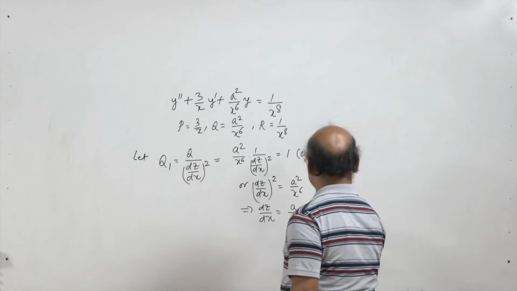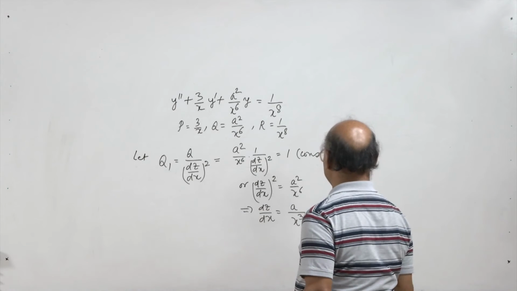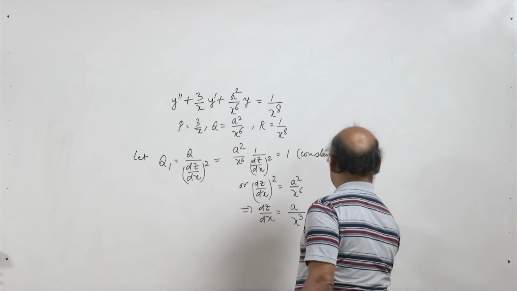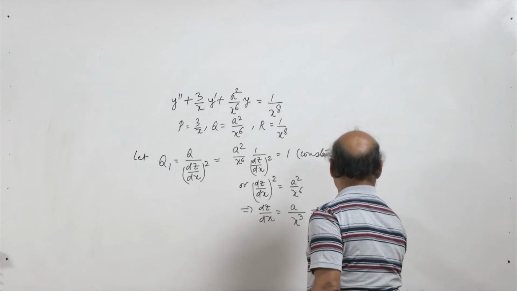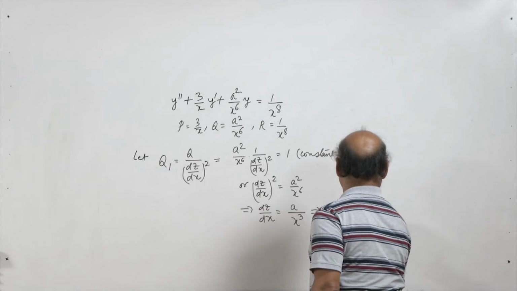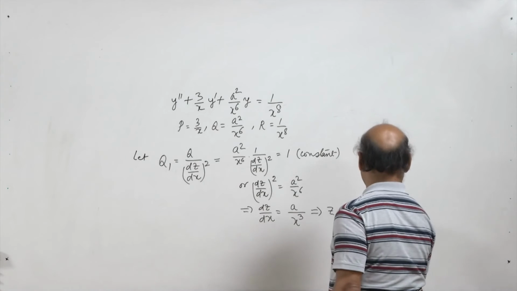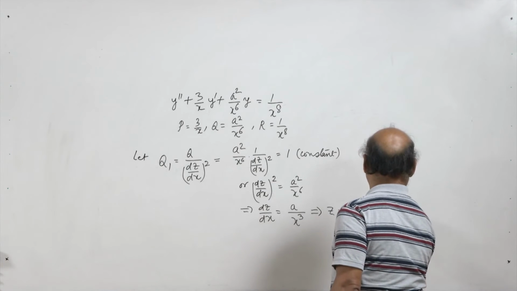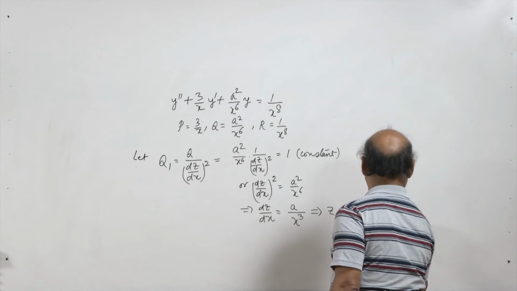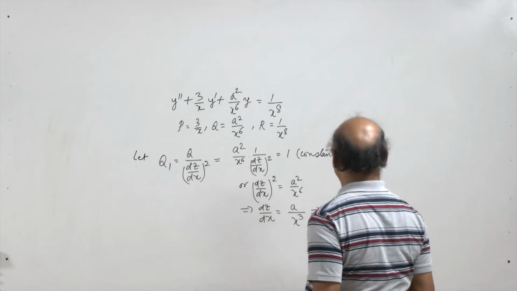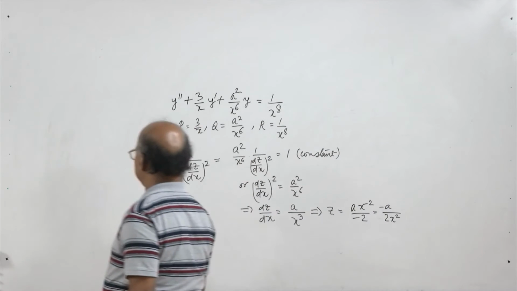And when we integrate with respect to z, we get z equal to a x to the power minus 2 divided by minus 2. So this is minus a upon 2x square. Now, let us find the value of p1.